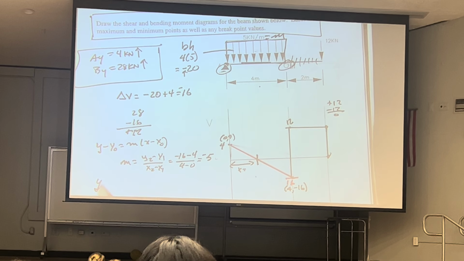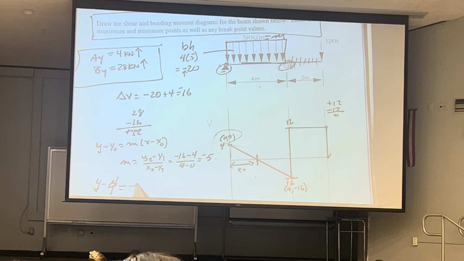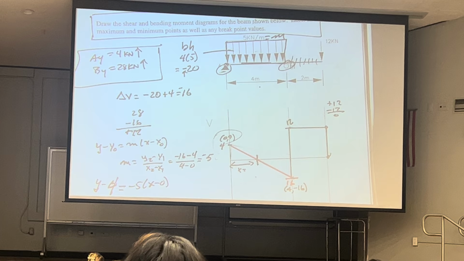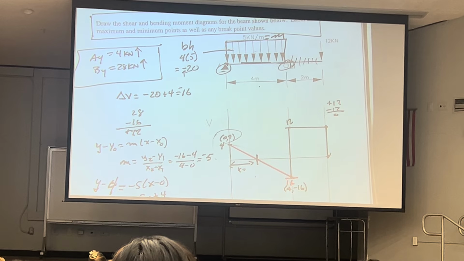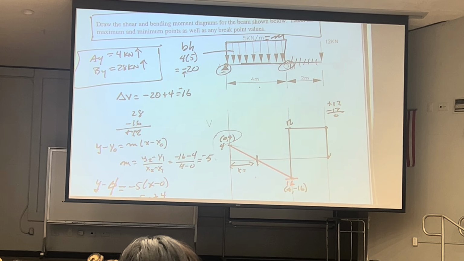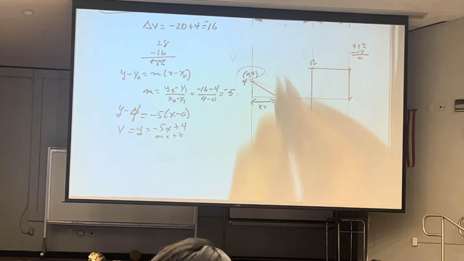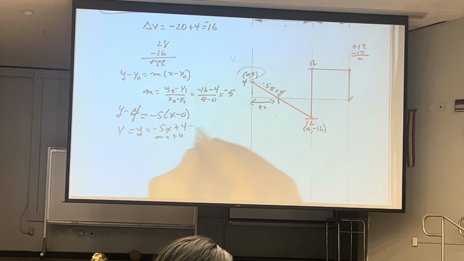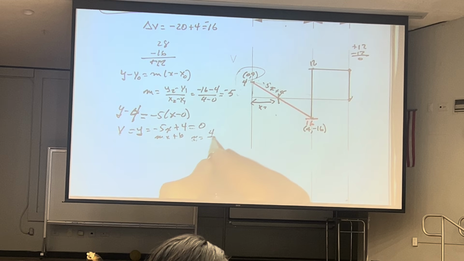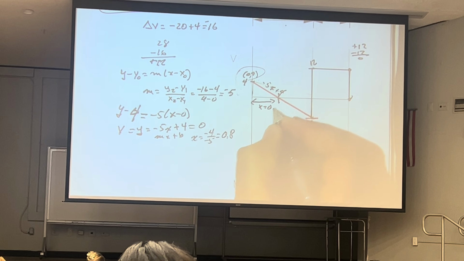Now you can sit there and say y minus, let's take this point, 4 is equal to minus 5 times x minus 0. y is equal to minus 5x plus 4. There's your mx plus b. So this is my shear equation. So the equation of this line is minus 5x plus 4. Set this equal to 0, x is equal to 4 over 5, negative negative, which is 0.8. That is 0.8.